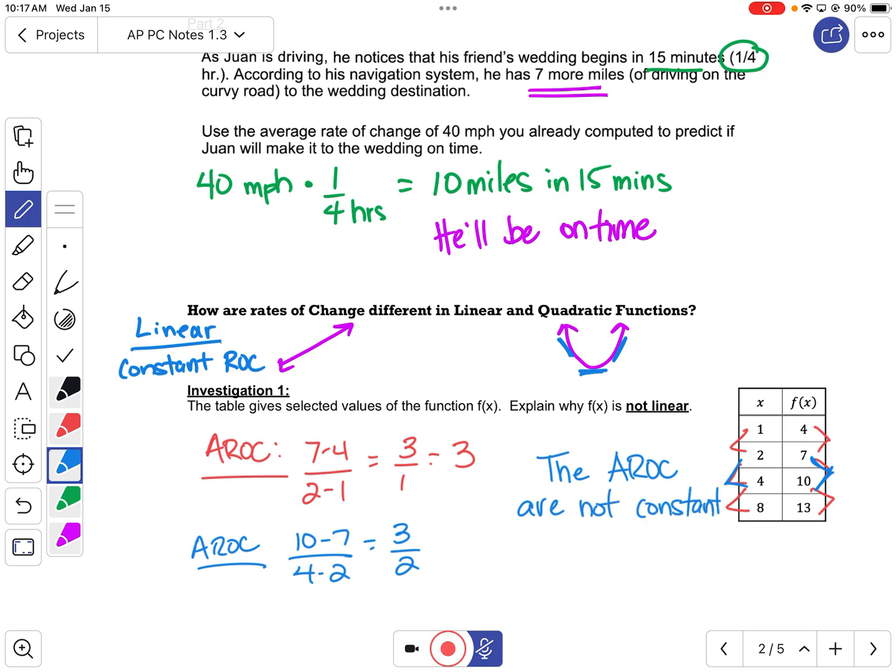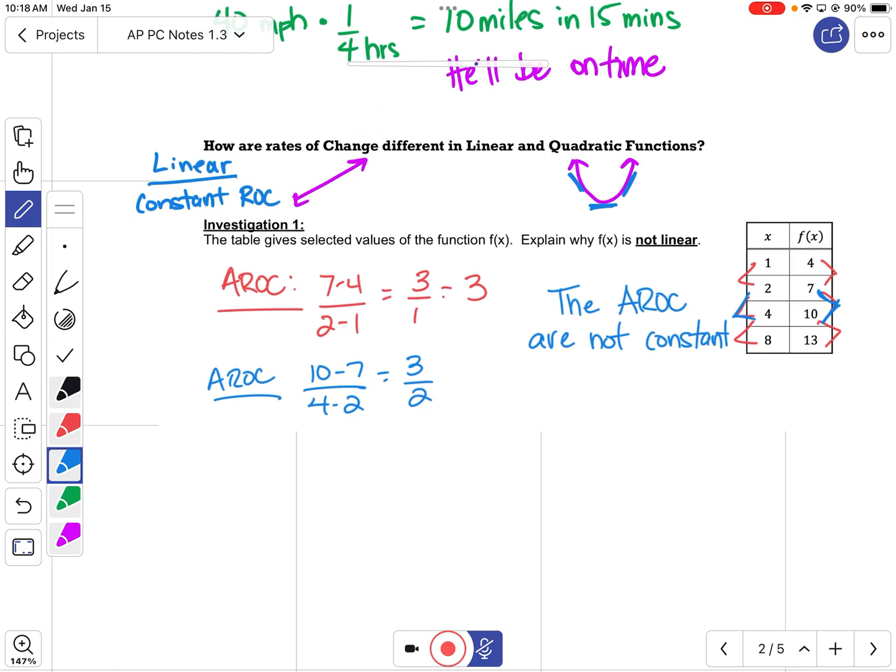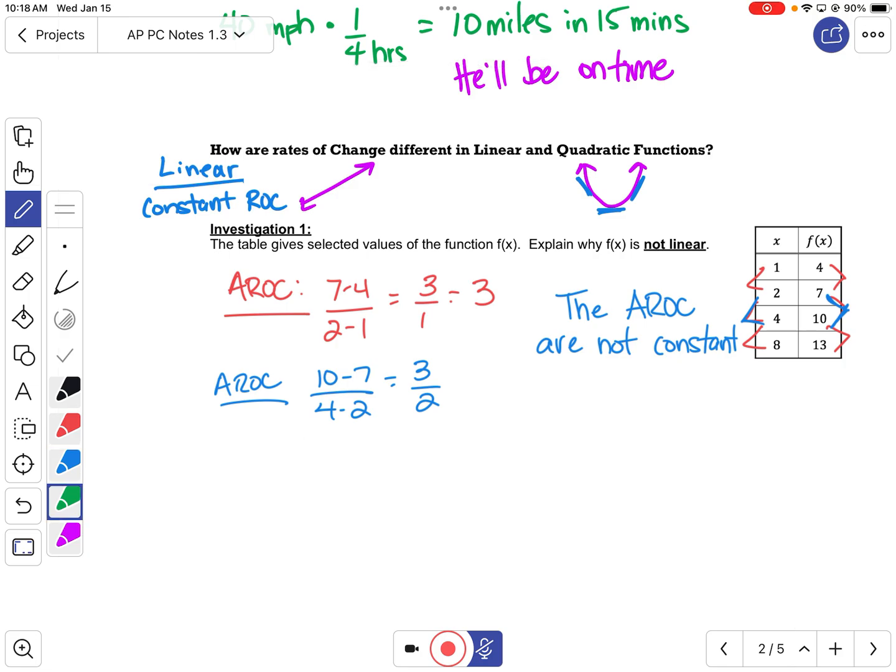Okay, so you're basically just taking those ordered pairs and doing slope over and over and over. If it's linear, we should get the same thing every time. I'll do that last one just so we have it in our notes. 13 minus 10 over 8 minus 4 gives me 3 over 4. Okay, just showing you where it comes from. The average rates of change are not constant.